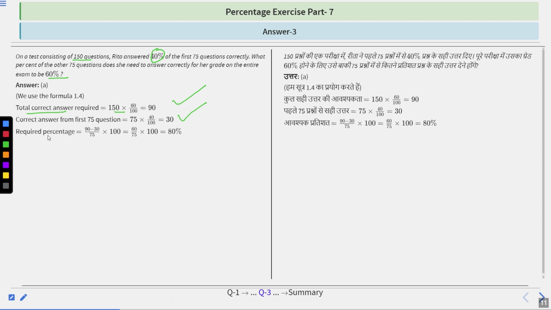So now what will be the remaining answers? The required percentage will be 90 minus 30 upon 75 multiplied by 100, which is 60 upon 75. When we solve it, we get 80%. So Rita should solve 80% of the remaining 75 questions correctly. So answer A is correct. Next one.